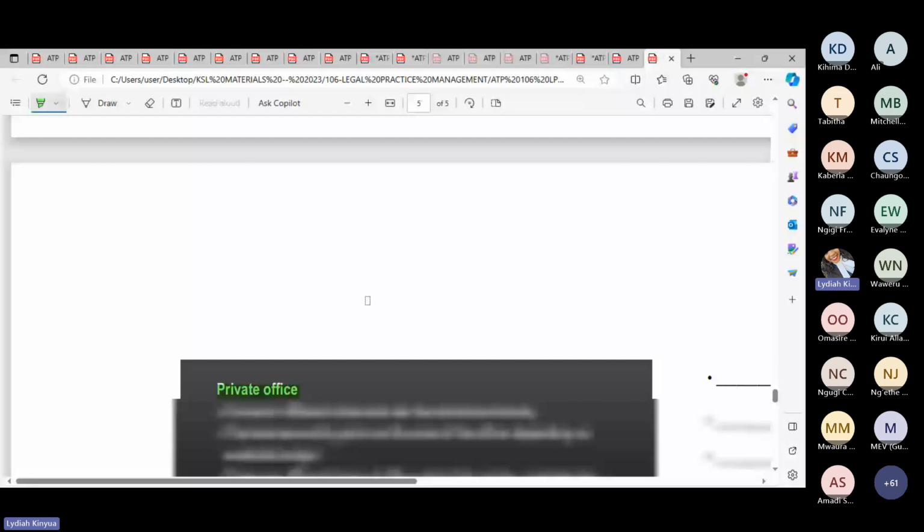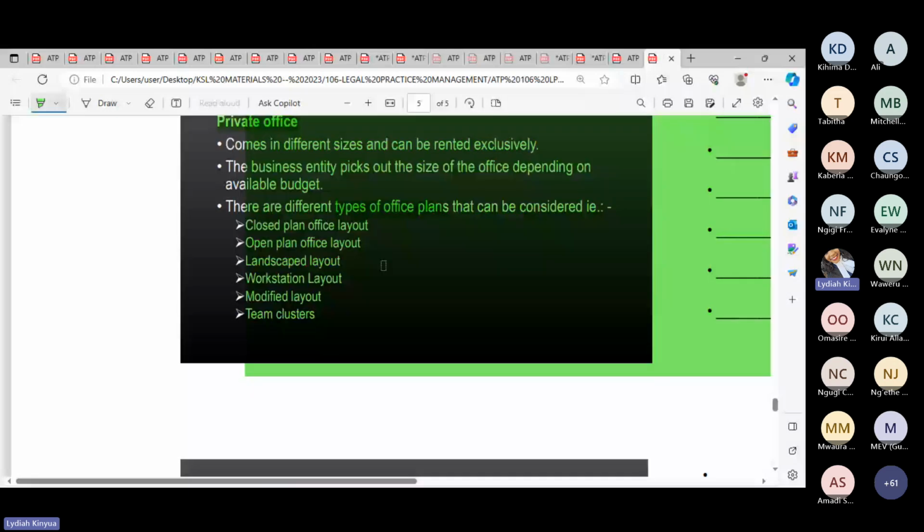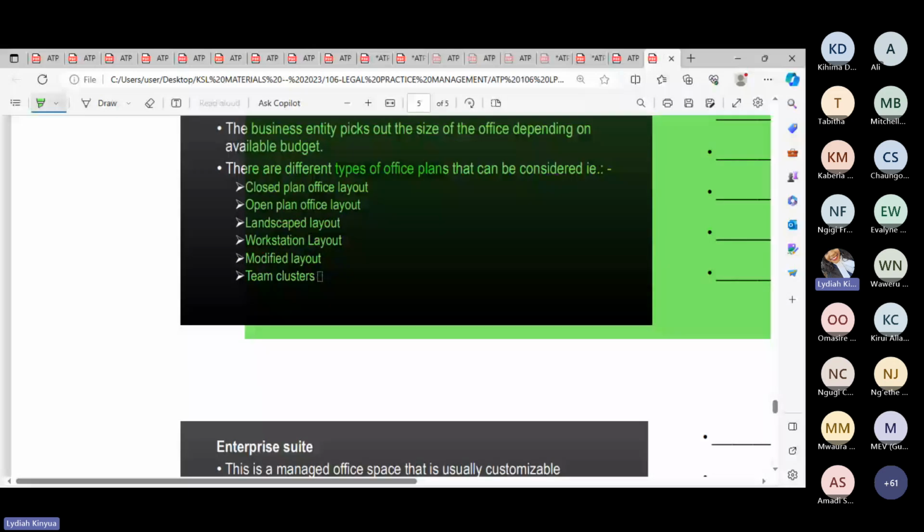Yeah, there are different types of office plans. So don't confuse types of office and types of office plan. So your office plan can either be a closed plan office layout. A closed plan office layout is where each one of you has their own space. The office is subdivided into so many smaller rooms, connected by corridors, and they are lockable. You can lock your door. That's a closed plan office.